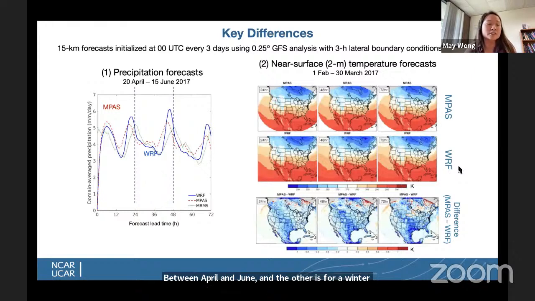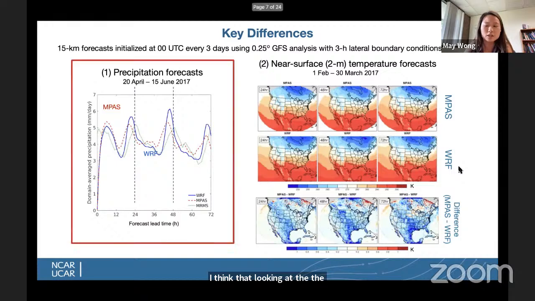Highlighted here are 2 key differences that we've noticed in our experiments. One is in the precipitation forecast during the spring period, and the other is the near-surface temperature forecast over the winter period. And this is basically coming out from a detailed analysis that Ming did, comparing the simulations from MPAS and WRF. So we'll talk about the precipitation forecast first.